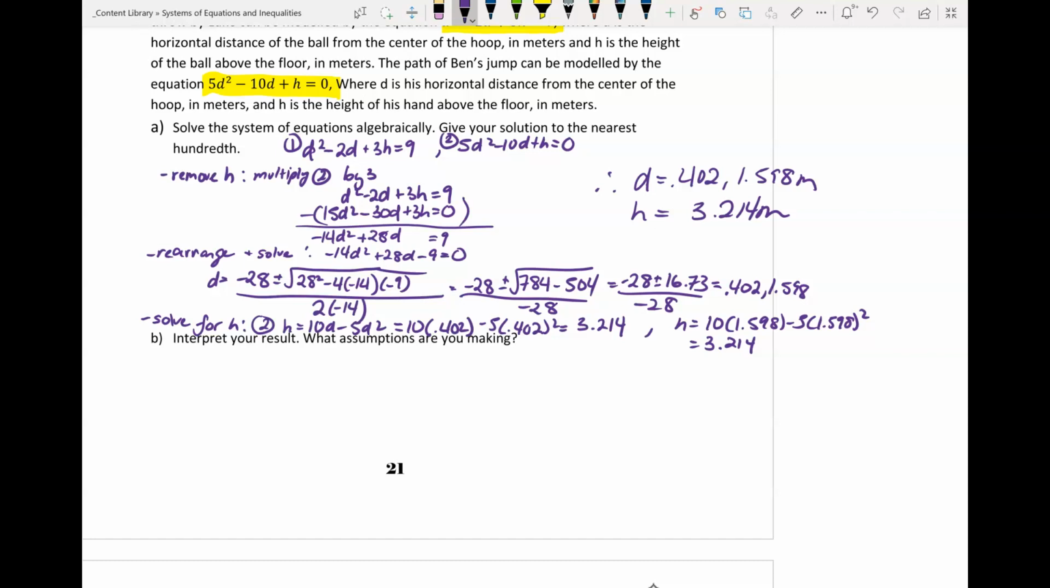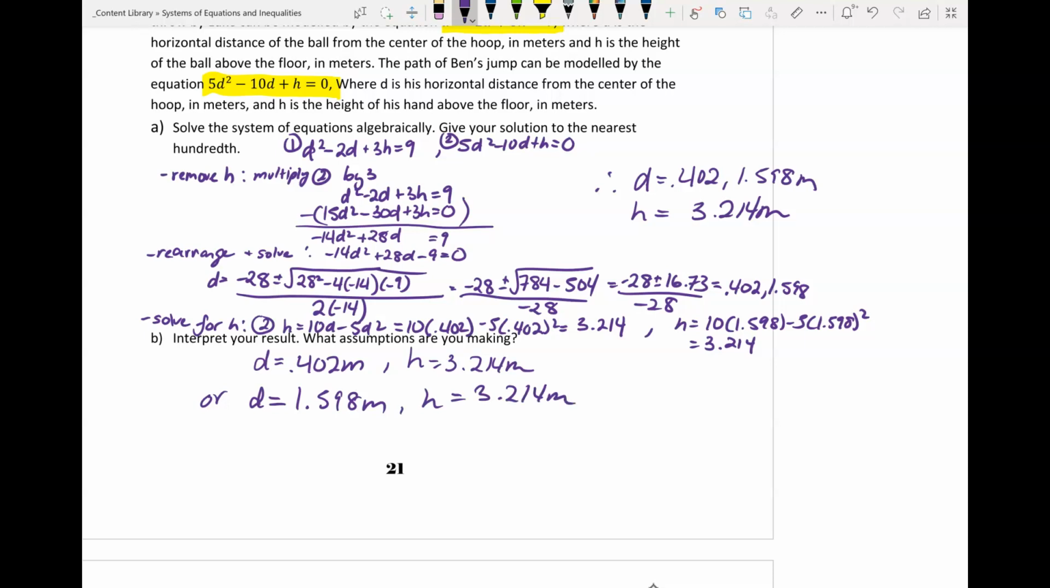In part B, we just want to interpret our results. So we found that d, which is our horizontal distance from the center of the hoop, is 0.402 meters. And at that, we're going to achieve a height of 3.214 meters. Or you could also have a horizontal distance of 1.598 meters, and you will achieve a height of 3.214 meters.